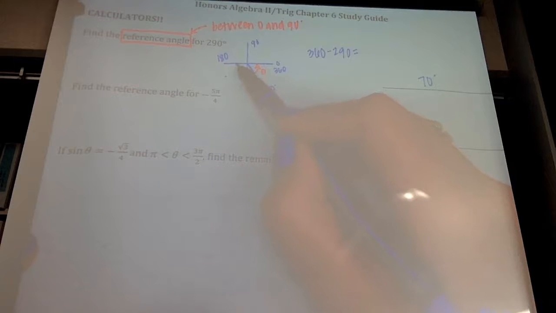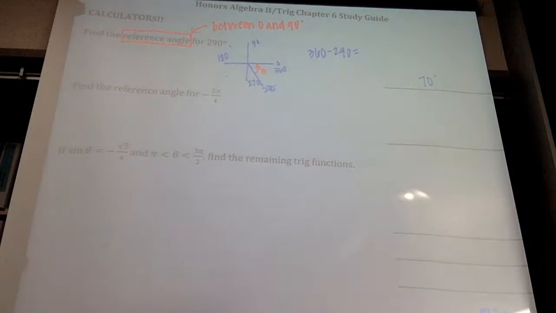Now, let's say it was in quadrant 3, and so it's here, well, the closest x-axis would be 180. So we'd subtract from 180. If it was in quadrant 2, well, the closest x-axis would be 180, so we'd subtract from 180. If it's in quadrant 1, it's already a reference angle. It's already between 0 and 90, so we don't have to do anything. Okay, so let's move on to number 2.